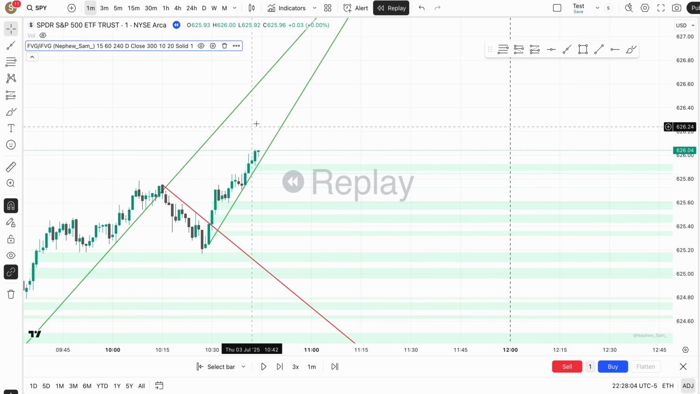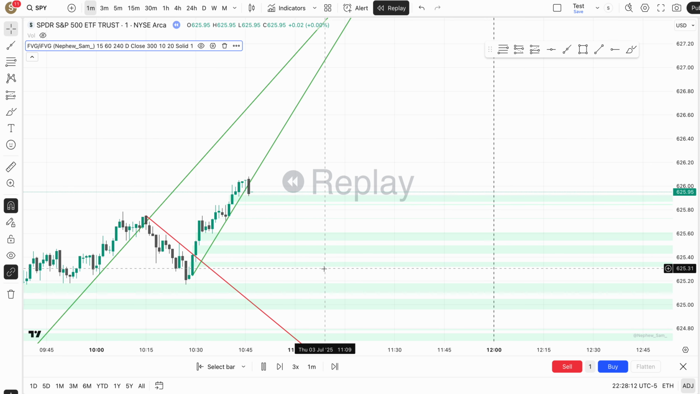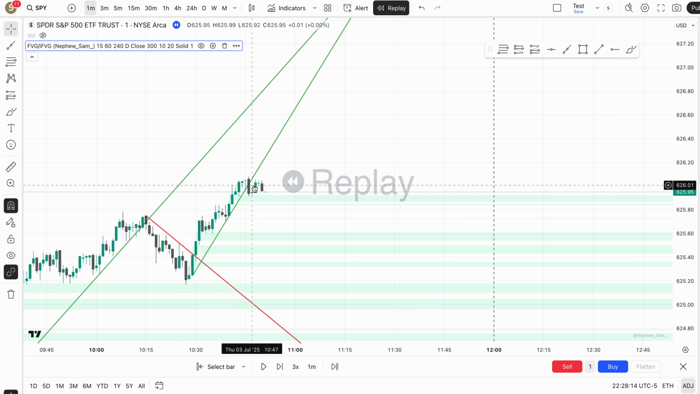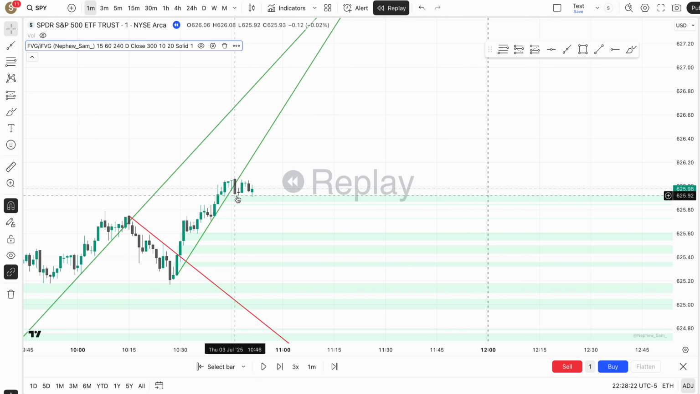Okay, so as long as price stays above this green line, we're going to stay in the calls. The entry was 625.38. Okay, and that was pretty quick. So our stop here. Oh, we did get a bounce here.